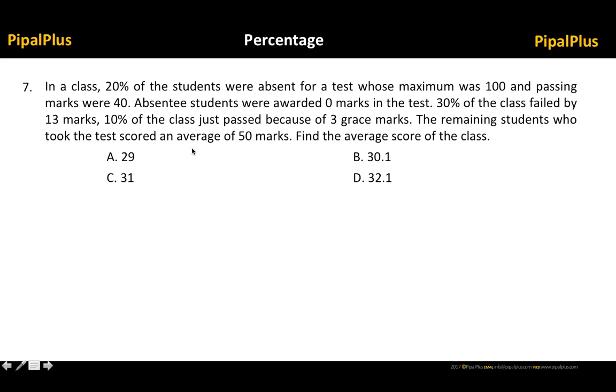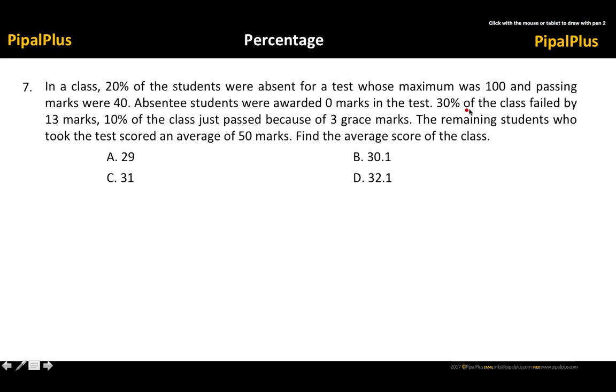Okay, question number 7. In this question it says that in a class, 20% of students were absent for a test whose maximum was 100 and passing marks were 40. So there's a test, you need 40 to pass, and the maximum marks you can get is 100. Now out of the entire class, only 20% of the students were absentees and the remaining 80% took the exam. The absentees were awarded 0 marks in the test.